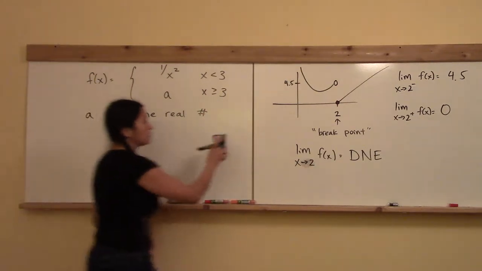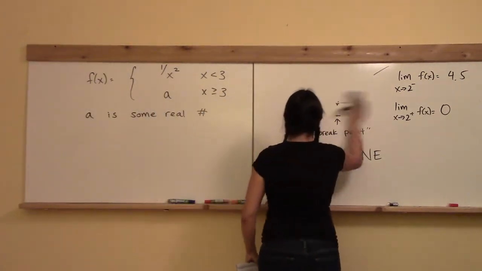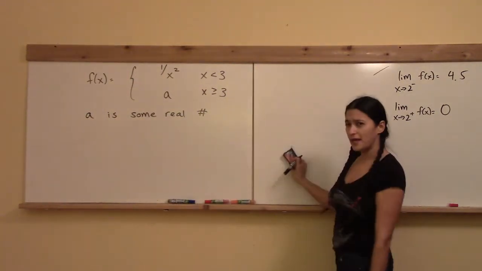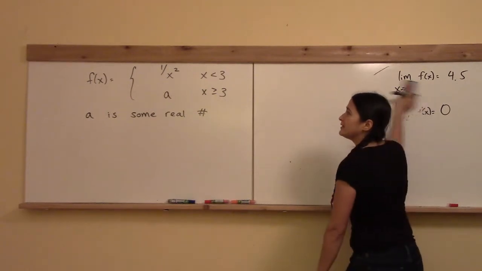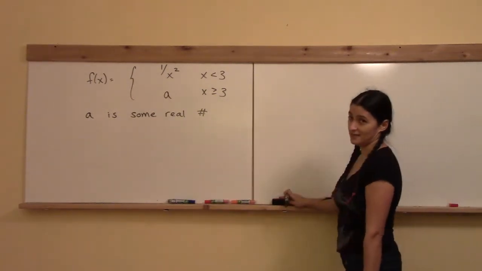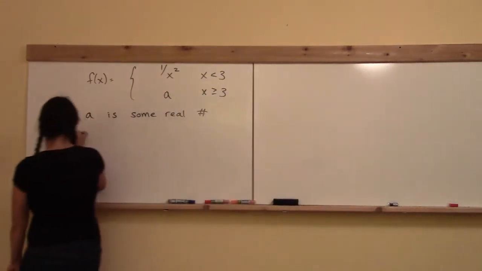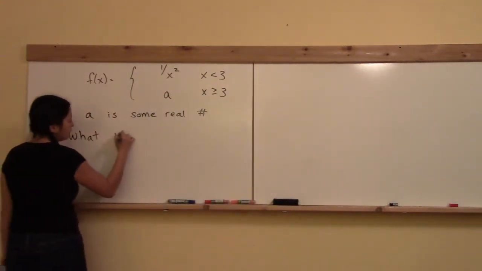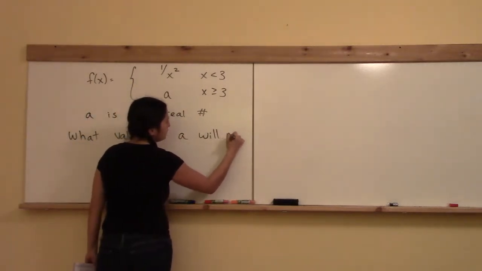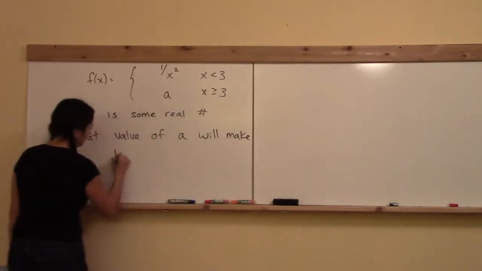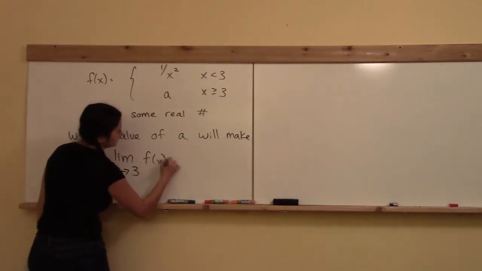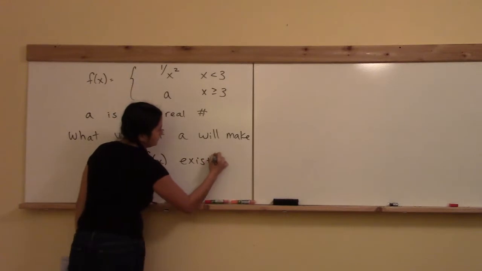Okay, so this is no longer the picture of the function. My question here is going to be, what value of a should I put that would make the limit as x tends toward 3 overall exist? Okay, so that's my puzzle question to you: what value of a will make the limit as x tends toward 3 of f of x exist?